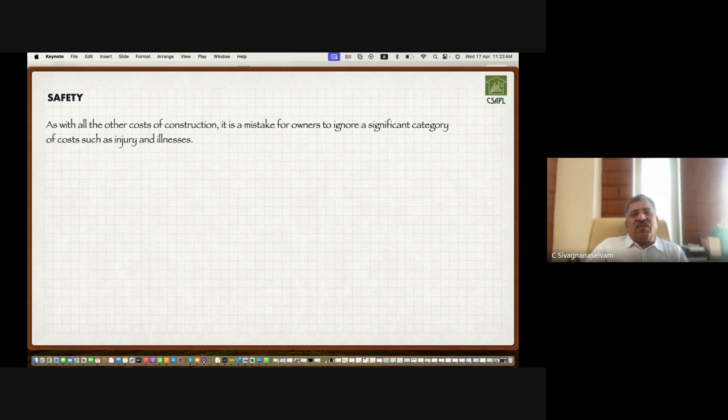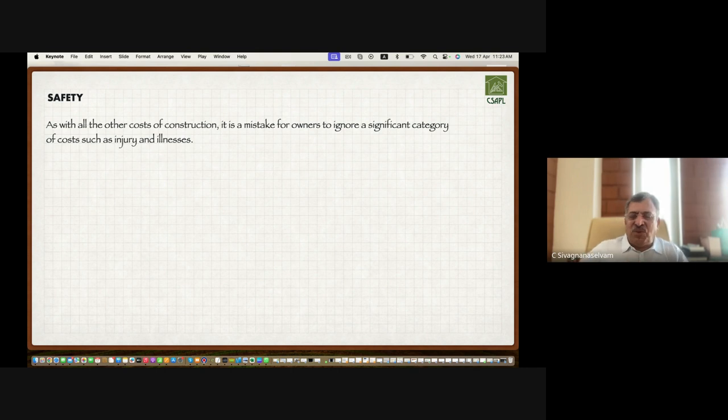As with all other costs of construction, it is a mistake for owners to ignore a significant category of costs such as injury and illness. See, in the last session we were discussing direct expenses and indirect expenses in the project. Most of the time, the direct expenses are taken into account, and the indirect expenses for safety are not. It is not only providing safety precautions, safety equipment, first aid or medical facilities, it also includes the insurance for the employees.